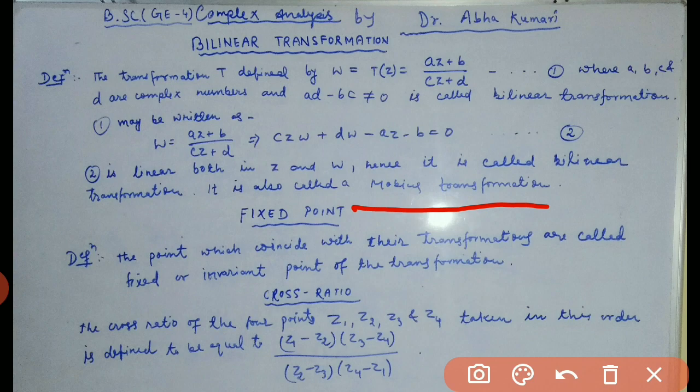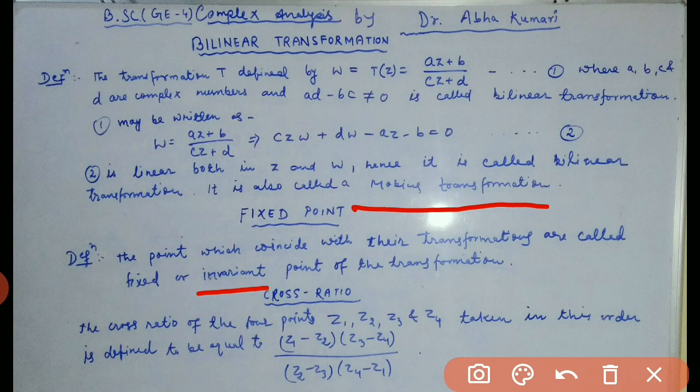So this is important. Next is a fixed point. So what is this fixed point? So here in the above transformation, that is 1, we have used the complex numbers A, B, C, D, and these numbers are known as the fixed points. Okay, so the definition of the fixed point is the point which coincides with its transformation, called a fixed or invariant point of the transformation. Somehow it is also known as invariant point.